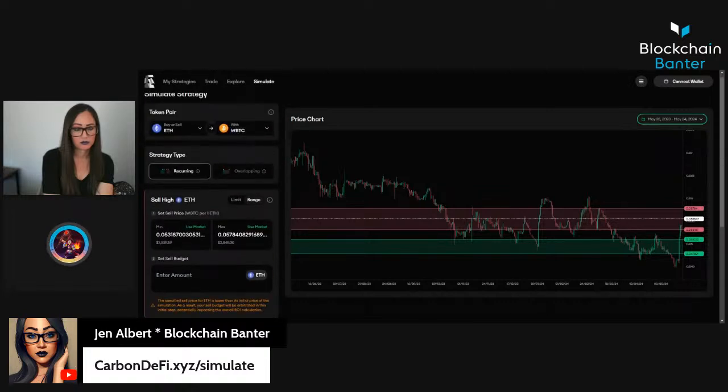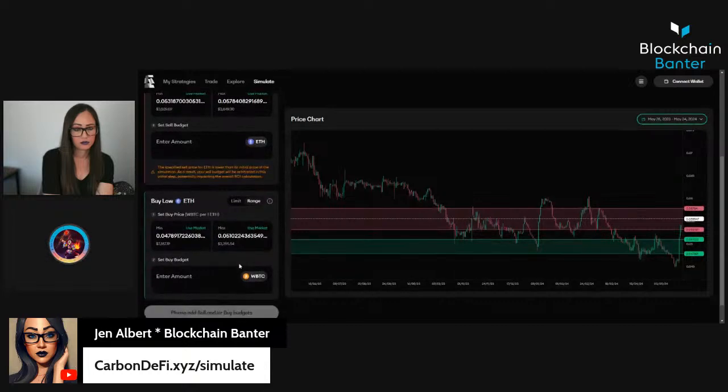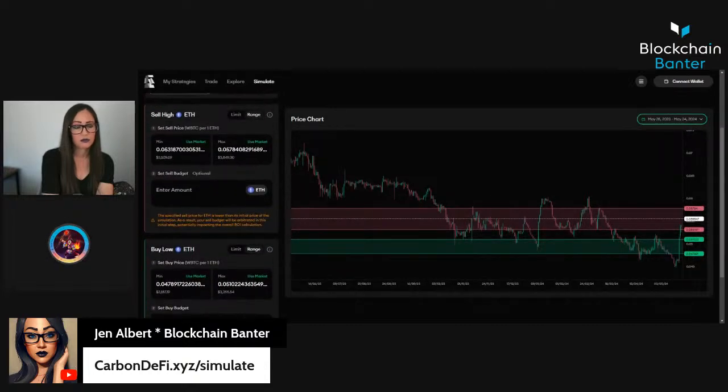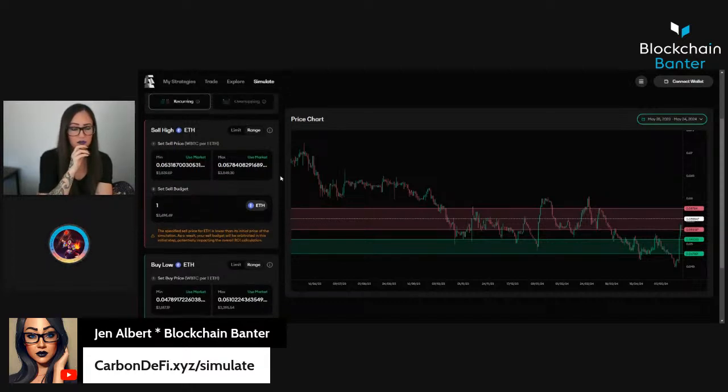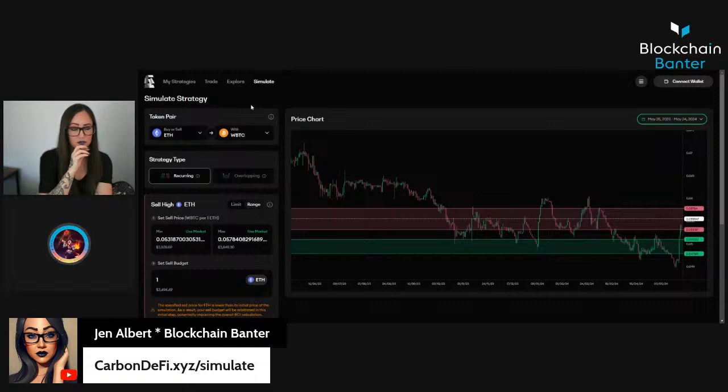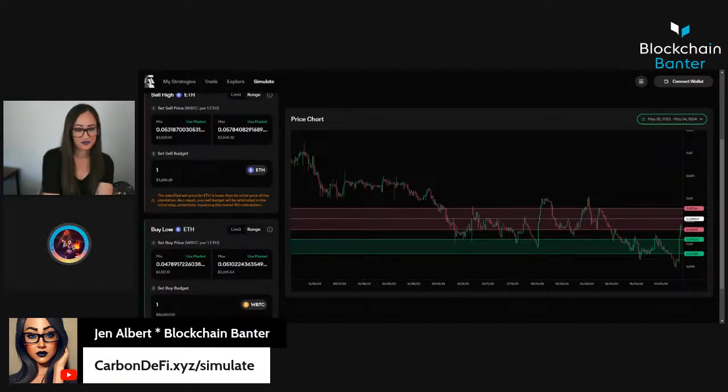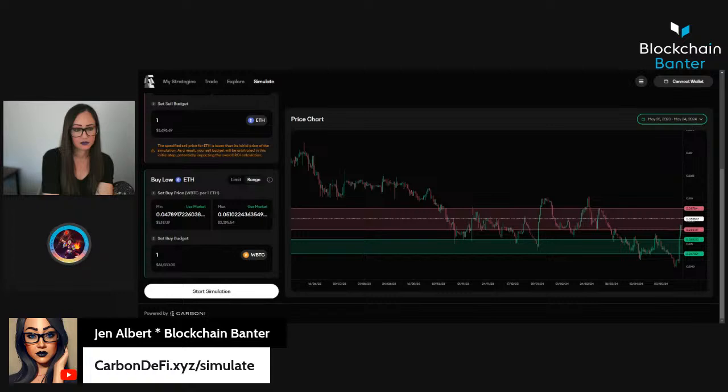So we're going to simulate. I'm just going to leave these ranges as is. I'm going to simulate the strategy with 1 BTC. I don't have to put any ETH here, right? But I can certainly do so. It's the same as when you're creating the strategy in the strategy creation. You can fund one order, you can fund the other order, or you can fund both of them, right?